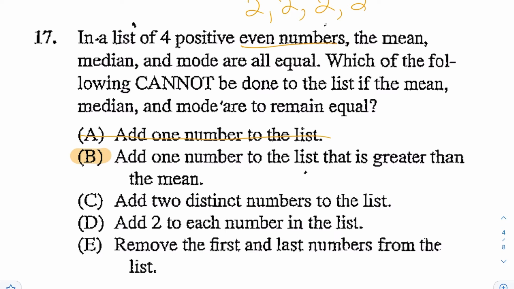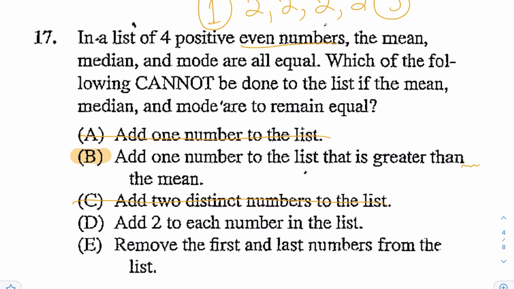For choice B, you want to add one number to the list that's greater than the mean. So if you put in the number 3, for example, it's going to change everything. The average won't be 2 anymore, it will be greater than 2. So we can't do that, but just go through all the choices just to be sure. For choice C, if you add 2 distinct numbers to the list, so if you add 2 different numbers, I want to see if you can make this average equal. Well, if you add one number that's bigger, like 3, and a number that's smaller, these 2 numbers still have a sum of 4, and because one's bigger, one's smaller, it doesn't affect the mean, median, or the mode. So choice C is wrong.